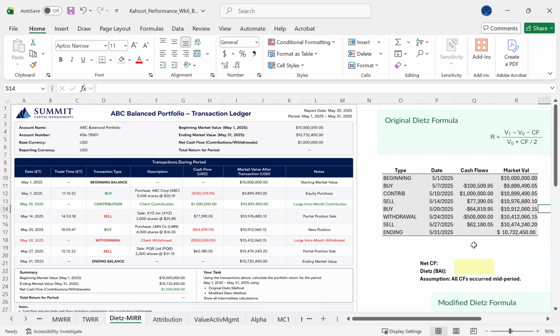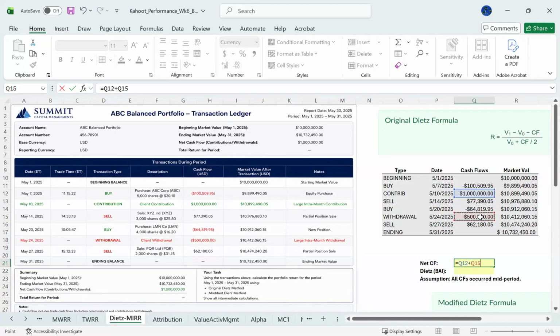Okay, so the way in which we can handle or control this is the original Dietz method, which is also known as BAI, coming from Bank Administration Institute. So the way in which it works is number one, let's get the net cash flow. So you're going to look at everything in this ledger that is not buy and sell or trading activity per se, but it's more contributions or withdrawals. So you have that contribution and you have a withdrawal here. Everything else is trading transactions. So we add those two and we end up with a net cash inflow of 500K.